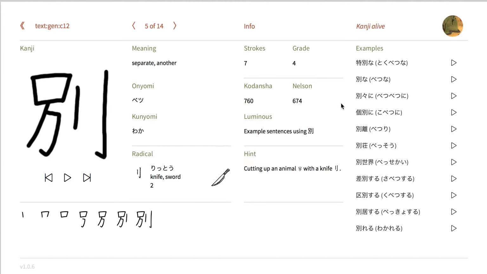Betsubetsu, betsubetsu ni, separately. So if you're in a restaurant and you would like separate checks, you can say betsubetsu ni shite kudasai, and then they can give you separate checks.